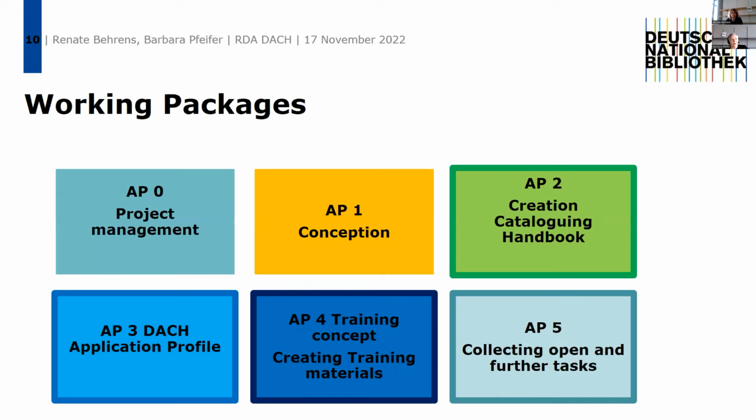Here you can see the working packages. We have 6 of them. The project managing: we had a lot of time to concept our handbook, and I think we have a good result. And the biggest working package with a lot of resources is the creation of the text of the cataloging handbook.